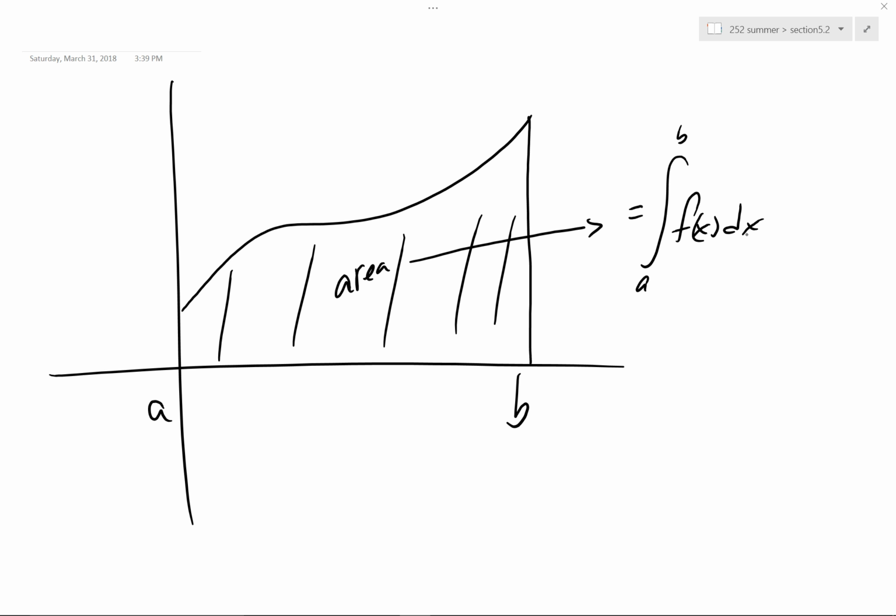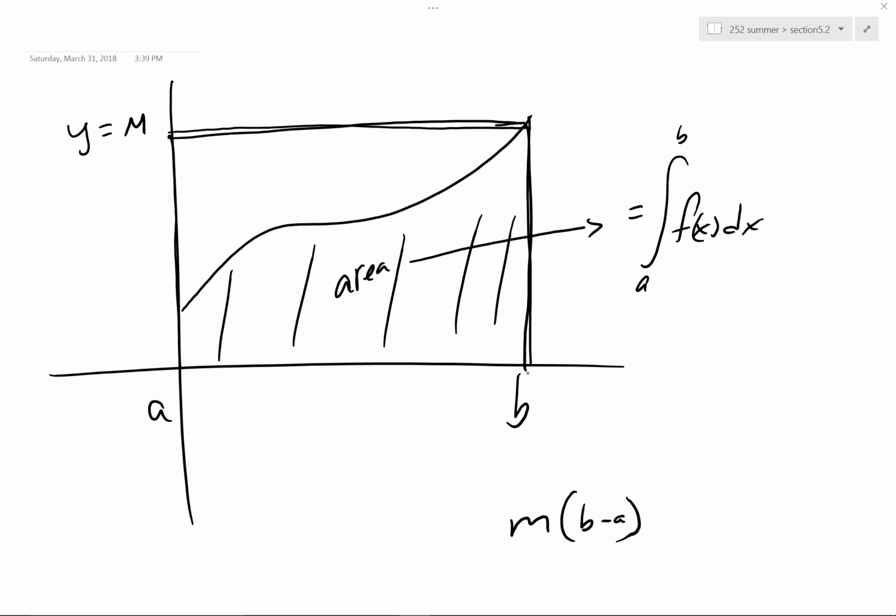Sure, good for you. Suppose I said to you right across here, here's some value, let's just say that's y equals, I don't know, some value, let's call it big M. You with me? So what a person could do is he could just take M times b minus a. Are you with me on this? And what would that give you? It would give you a box. And what do you know about that box compared to this region in here? Well, it's bigger, that's right. So it would be bigger than that.